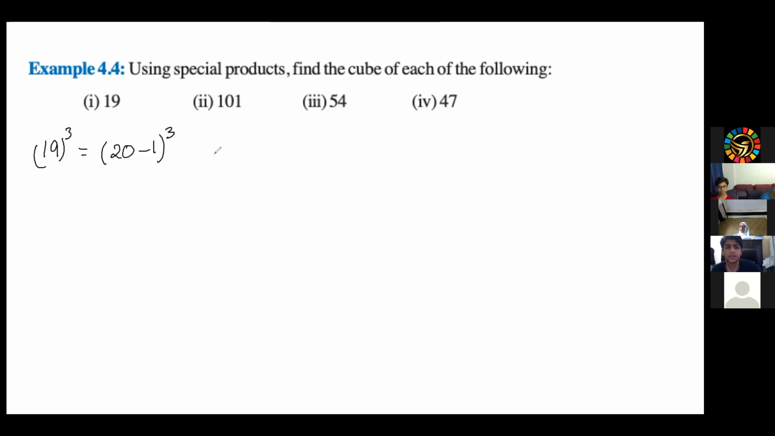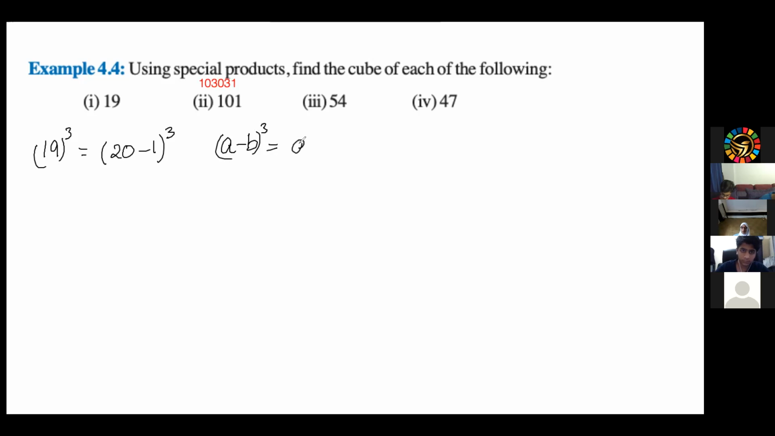We can write 10 plus 9 also, right, ma'am? 10 plus 9 also you can write. But then you will have to find the cube of 9. Look, in the cube of 20 there is no problem, in the cube of 1 there is no problem. So it is easier if you write 20 minus 1. So which formula will we use? Which formula for cube? A minus B.